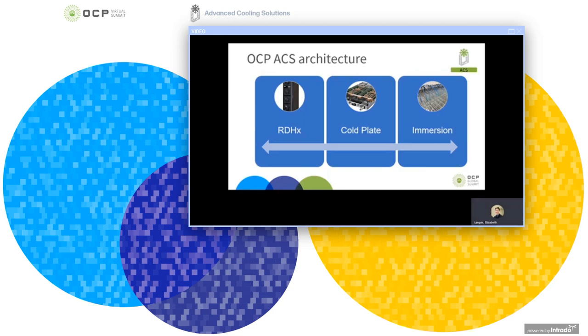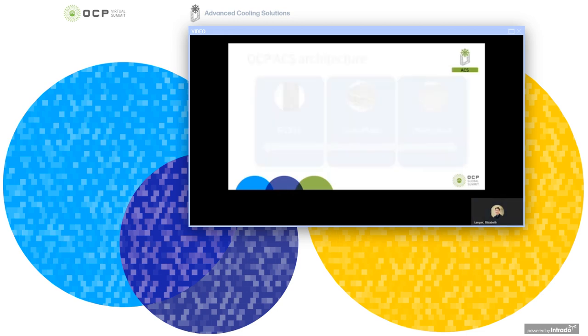Interesting to note is the intent here that these technologies are not mutually exclusive. On a case-by-case basis, a facility might require one over another, or potentially a hybrid approach, implementing multiple cooling technologies. For example, a rear door heat exchanger in tandem with a direct contact cold plate structure.